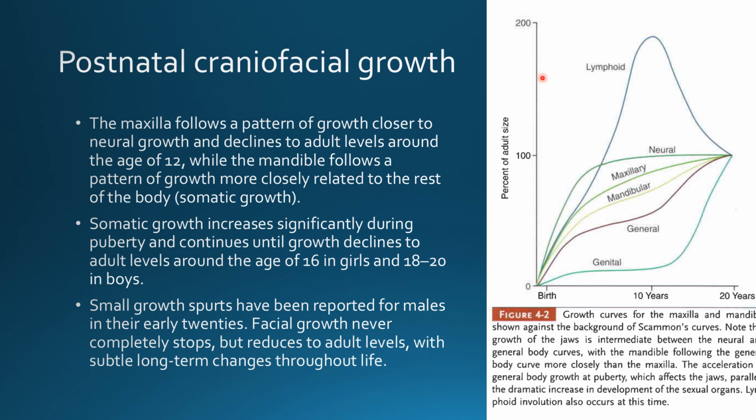So this is Scammon's curve again, we added the maxilla and the mandible to it, and you can see that the maxilla curve resembles the neural curve in shape. Okay, so it is high in the first few years of life and then it slows down until it reaches the maximum size. Whereas the mandibular one looks more like the somatic curve or the general curve that is S-shaped. It has a high rate and then it plateaus a little bit and then it accelerates again around the pubertal growth spurt. So we can expect more growth of the mandible around the pubertal growth spurt.